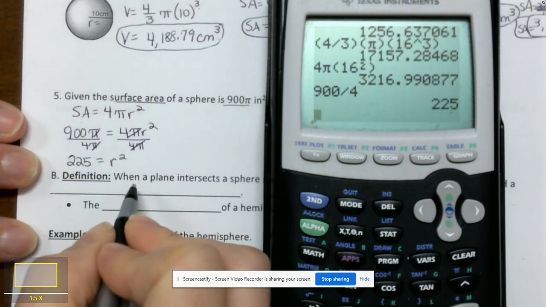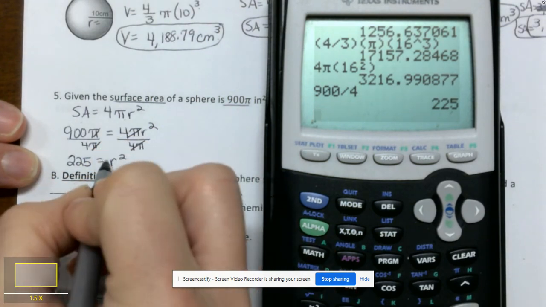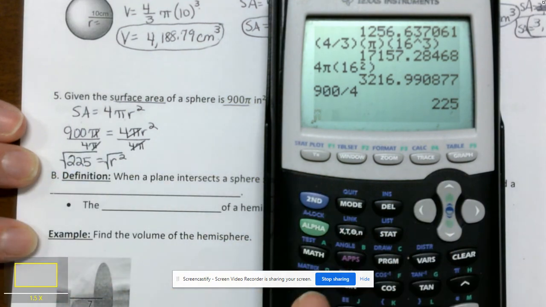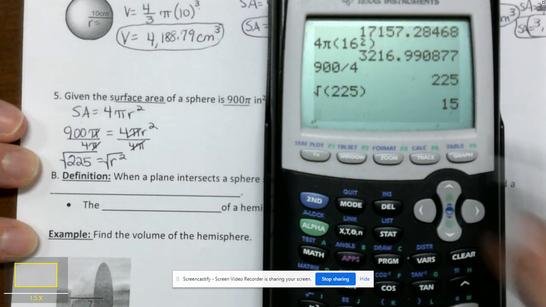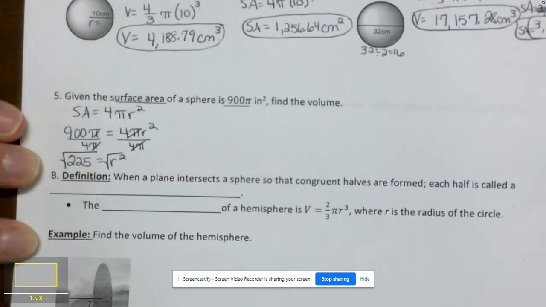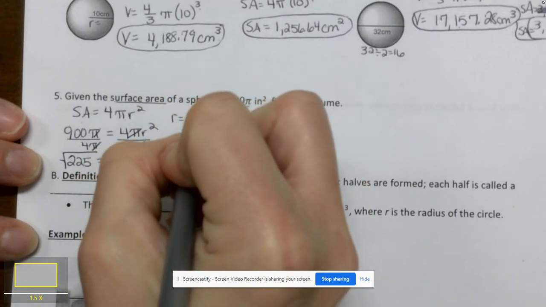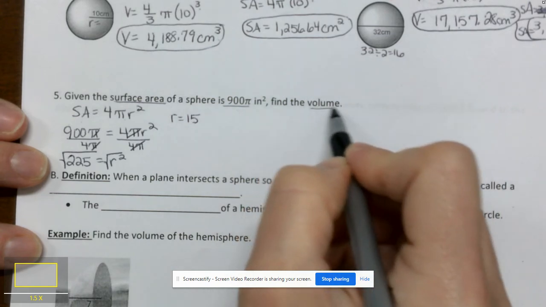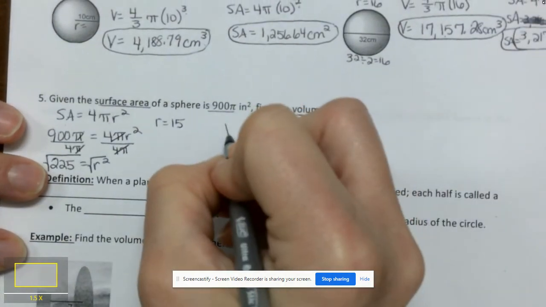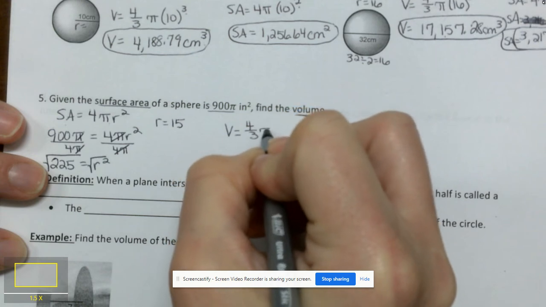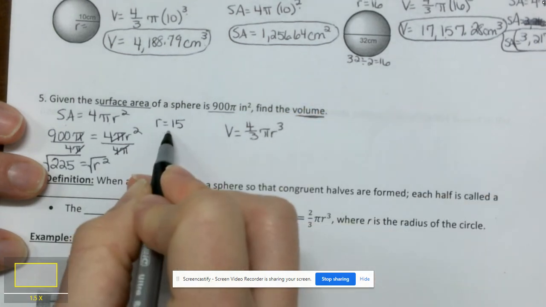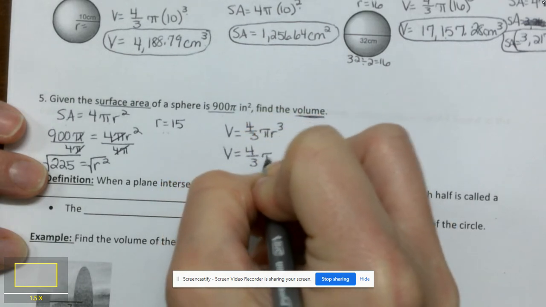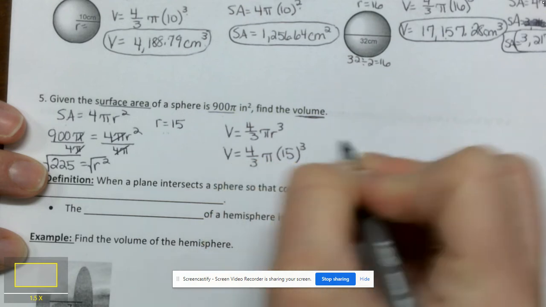Now you need r, not r squared. In order to isolate r, we take the square root of both sides. The square root of 225 gives us 15. So we get r equals 15. The reason I needed to find that radius is because it asked me to find the volume. I know that volume is 4/3 pi r cubed, so I needed that radius to fill in over here. This is going to be 4/3 pi times 15 cubed.